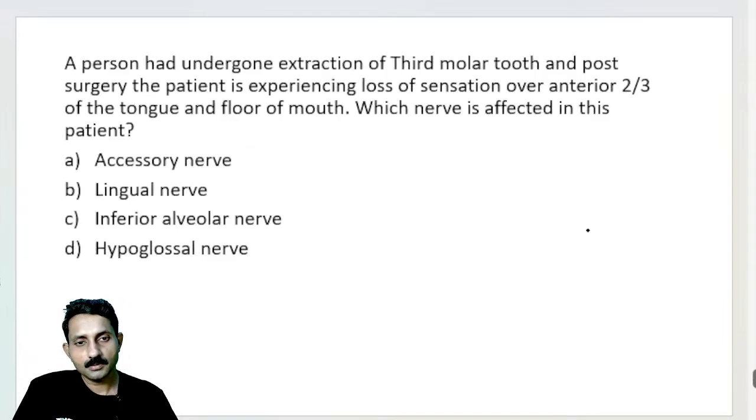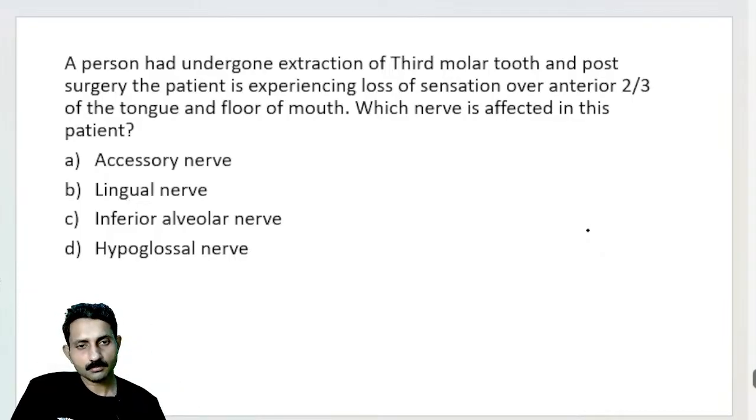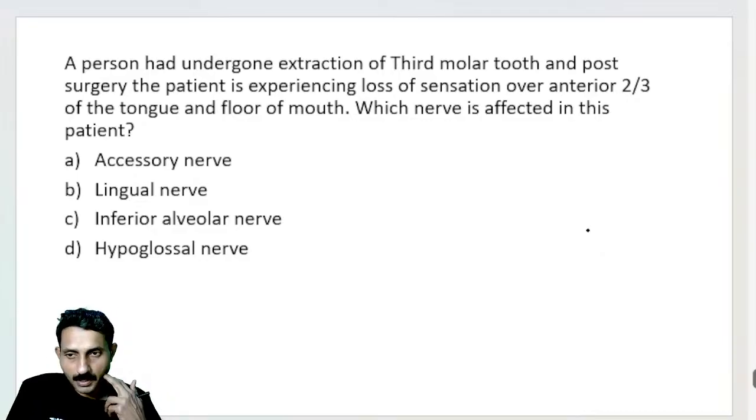We'll go back to the question. Again, they have taken out the wisdom tooth. So why is the lingual nerve affected? Because the inferior alveolar nerve may also be damaged, but it will supply only the lower jaw. If they have given in the question that the sensation on the lower jaw is affected, the patient is not feeling any sensation on the lower jaw, you should pick the inferior alveolar nerve. It's a branch from this lingual which is supplying the lower jaw.